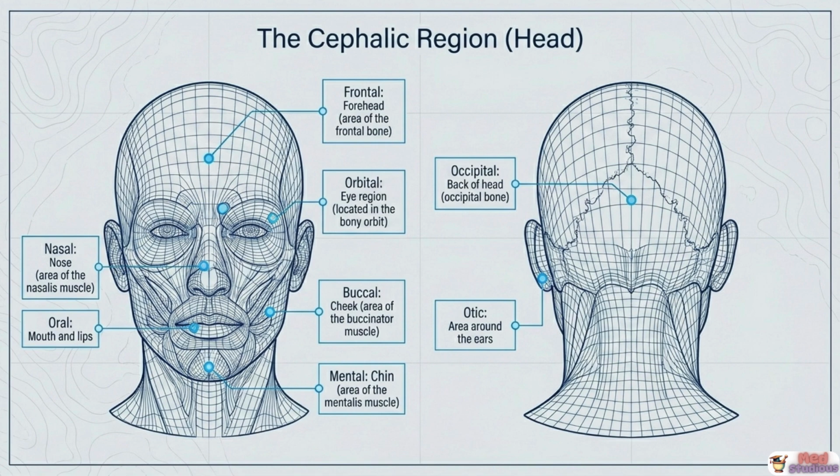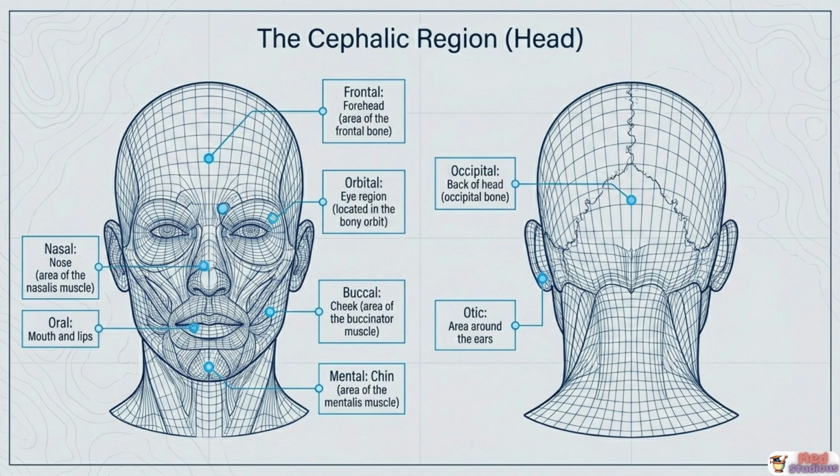The frontal region is the forehead, the area overlying the frontal bone. The orbital region is the eye area, housed within the bony orbit of the skull. The nasal region covers the nose and the area of the nasalis muscle. The oral region encompasses the mouth and lips. The buccal region is the cheek, overlying the buccinator muscle, the muscle that keeps food between the teeth during chewing. The mental region is the chin, named after the mentalis muscle.